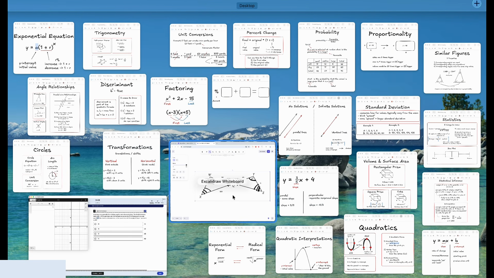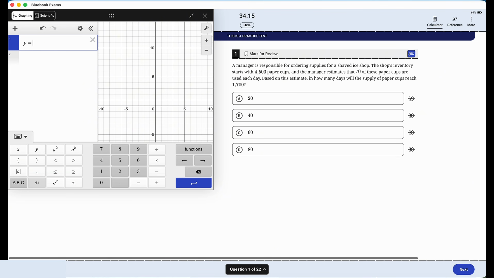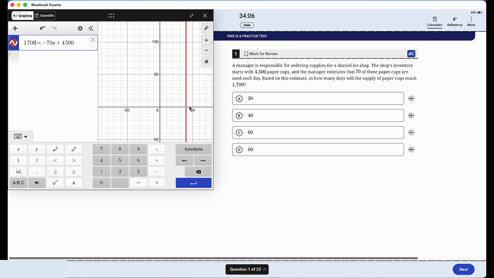So this is basically just a linear equation, right? Where's our linear equations here? There it is, it's down here in the corner. Basically, they're giving you the slope. That's the 70 cups used each day, right? Keywords for slope are the words per and each. And then it told us we're starting with 4,500 cups. That's your y-intercept, right? So basically I could write this: y equals negative 70x plus 4,500, because we're losing paper cups. And I basically want to know when it will be 1,700, right? So this is my equation.